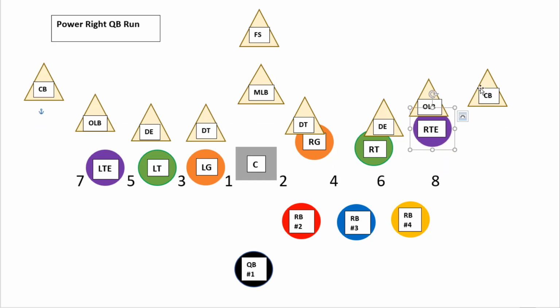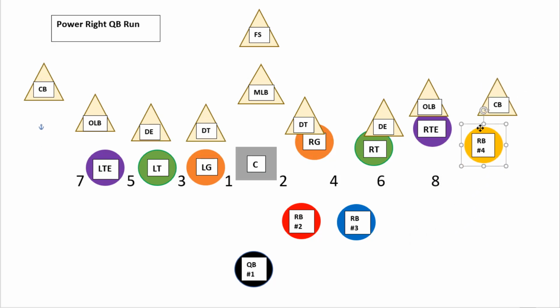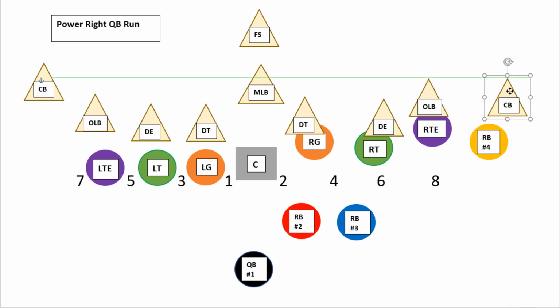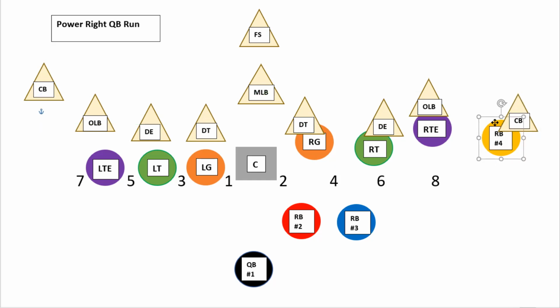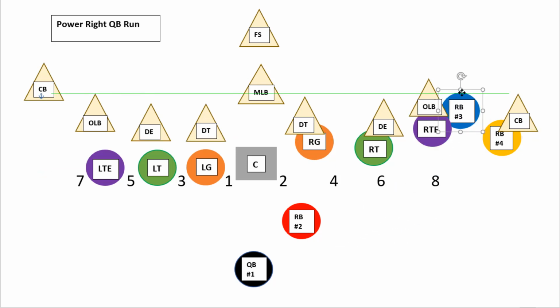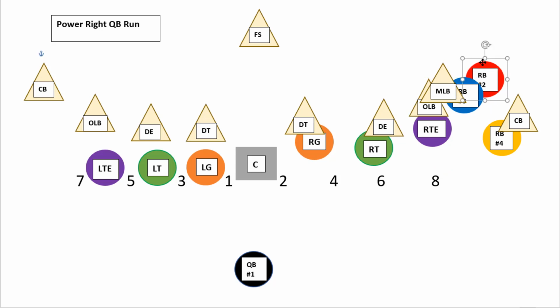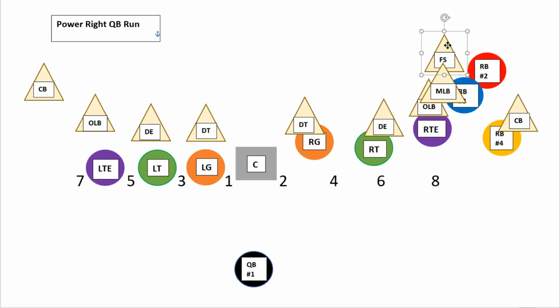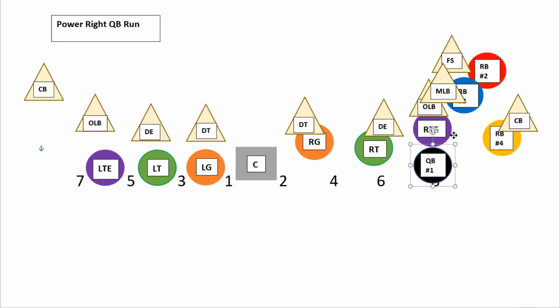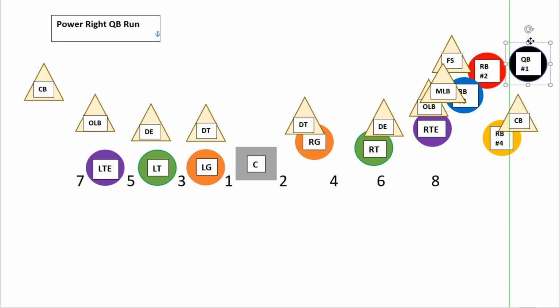This cornerback over here, he's going to come down, and we want running back number 4 to take care of this cornerback. And ideally, we can have this running back push this cornerback that direction. Running back number 3, we want him to come here, and we would like for him to seal off the middle linebacker. Running back number 2, we want him to kind of come here and seal off this free safety that is pursuing. And ideally, this quarterback has the ability to run free reign through the hole.